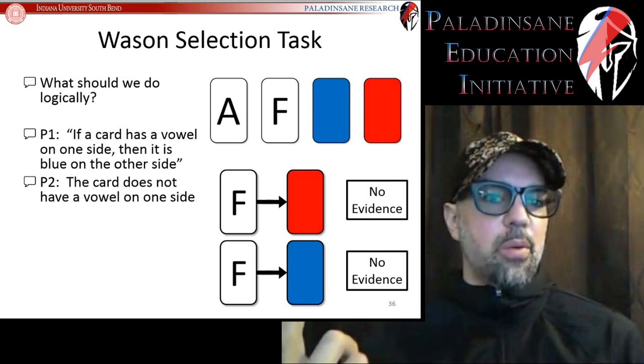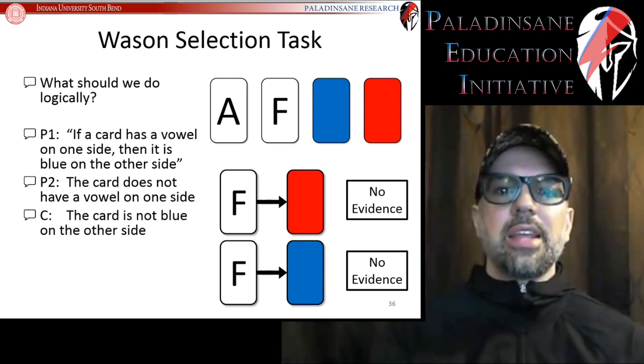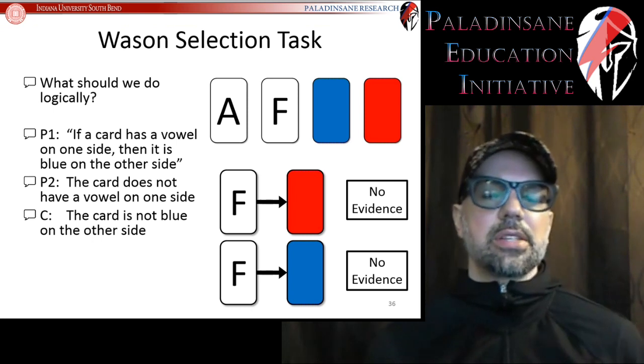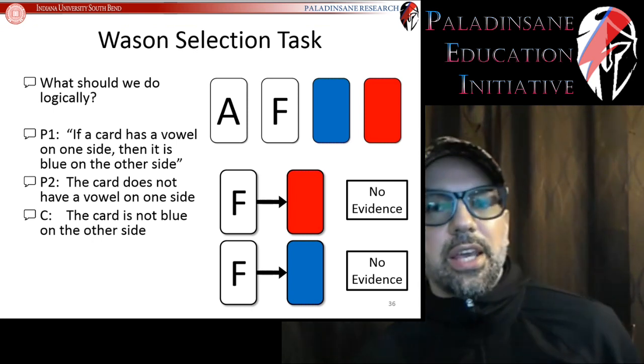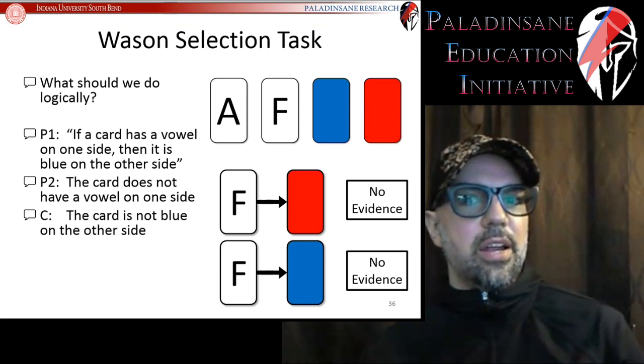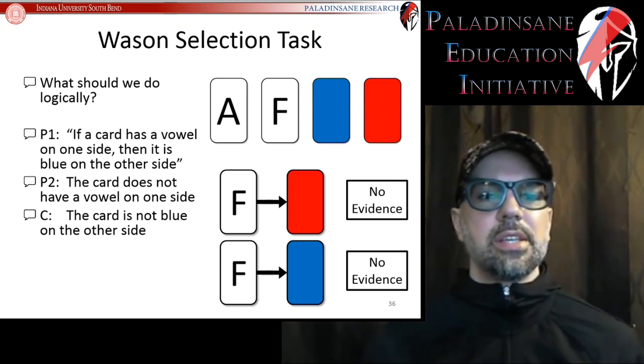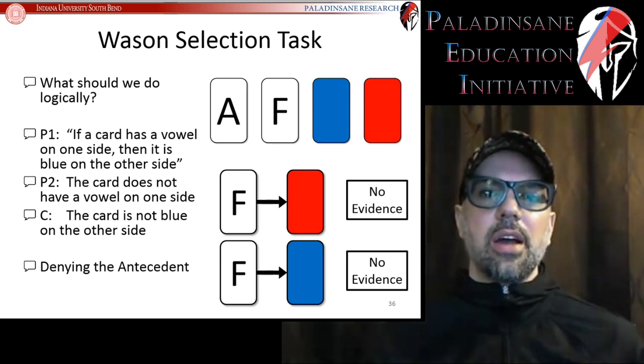So our human minds might want to conclude that, given that the card does not have a vowel on one side, it's not going to be blue on the other side. But in reality, logically, it could be blue on the other side. It could be red on the other side. Either one is possible. Neither one is locked in by the premises, because this is the invalid argument of denying the antecedent.